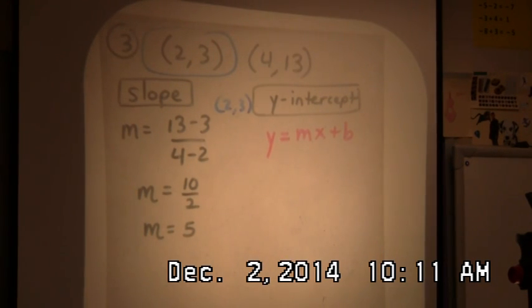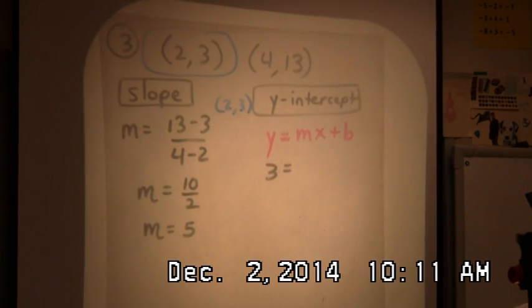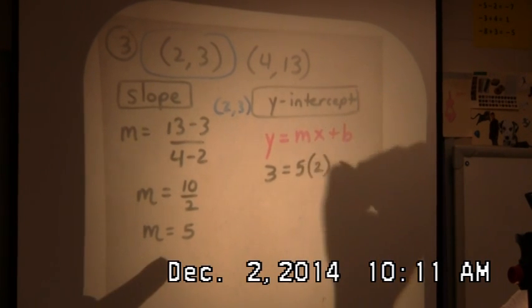Okay, what do I fill in under the y since you chose that point? Erica? 3 equals. What goes next? Wait, what? What goes after that? I filled in the 3 for y. 10, or 5 times 2 plus b. Perfect. All right, so I have the 5 for slope times the 2 plus b.